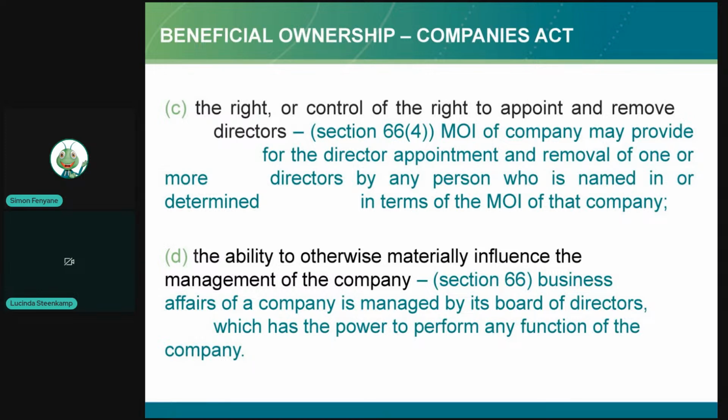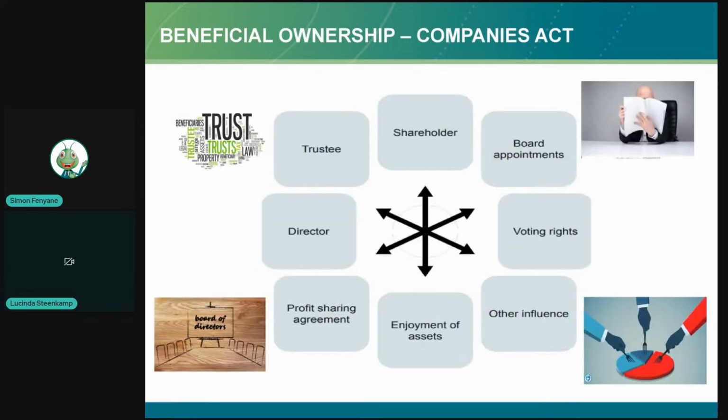And lastly, the ability to otherwise materially influence the management of the company. So in terms of Section 66 of the Companies Act, the business affairs of a company is managed by its board of directors, which has the power to perform any function of the company. This is effective control, where they have material influence in the day-to-day management of the company.